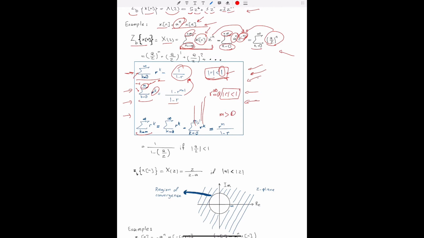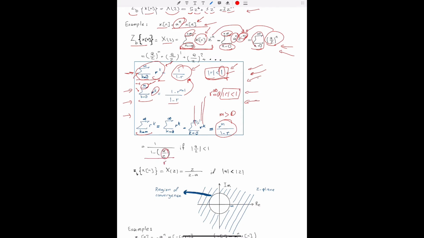Then r to the power of k, then we can find this from r to the power of m divided by 1 minus r. Okay, for this case here, we have n from 0 to infinity, so it's the first case that we showed here. So the answer would be 1 divided by 1 minus r when this holds. So what we get here is 1 divided by 1 minus a divided by z.